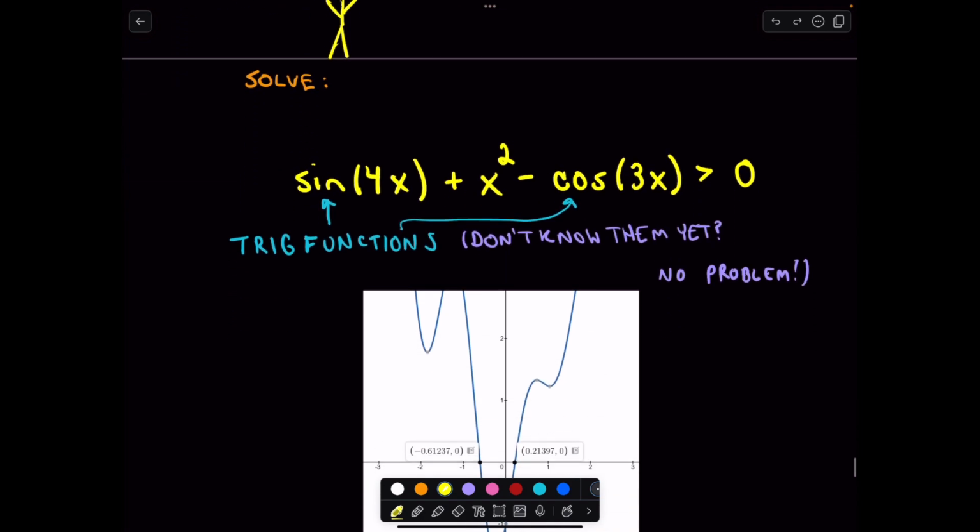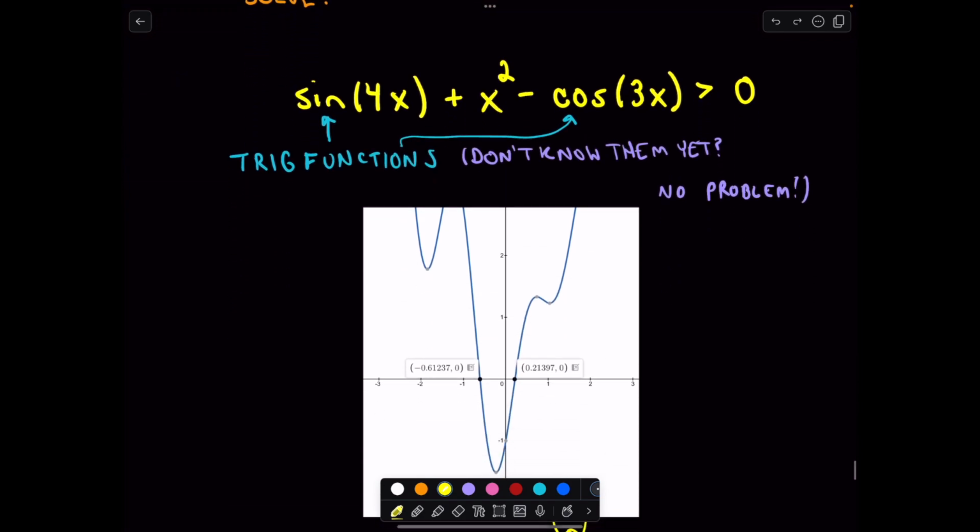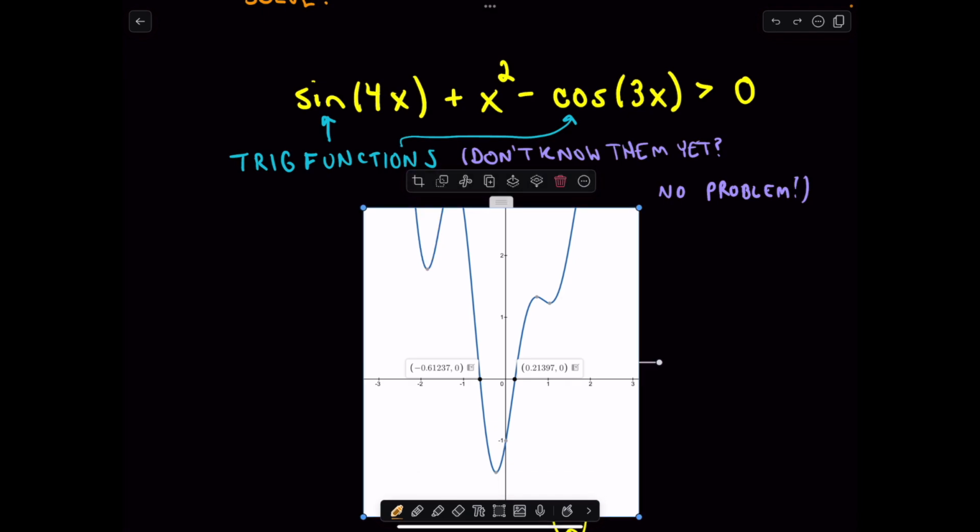I, again, produced a graph, and there is the graph of sine of 4x plus x squared minus cosine of 3x. I've got it graphed here, or at least a portion of it. Because really all I care about is where it is above the x-axis and where it is below the x-axis. That's usually what I'm interested in. Well, it turns out there are only 2 places where this graph touches the x-axis. It touches the x-axis at this point, which is that xy coordinate, and it touches at this point, which is this xy coordinate.